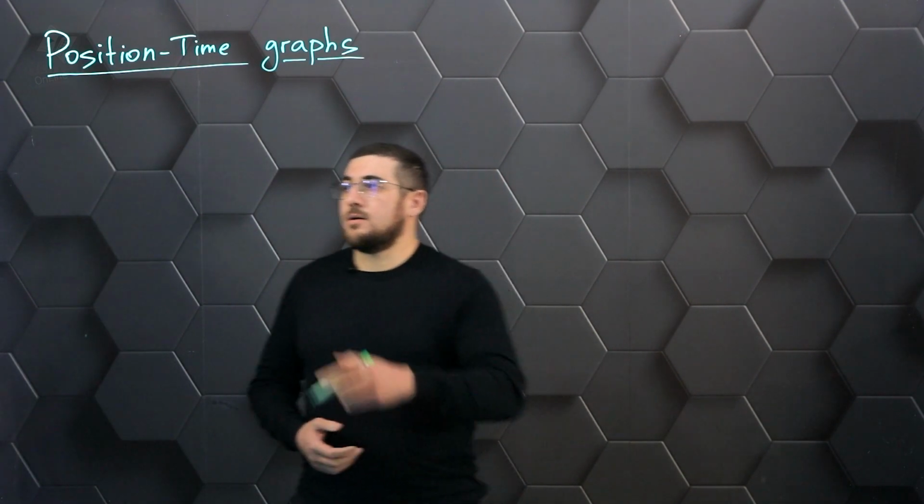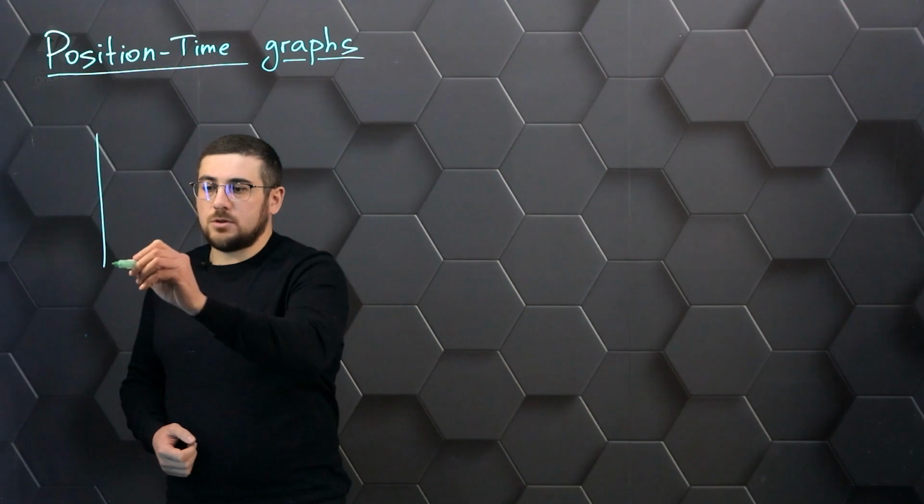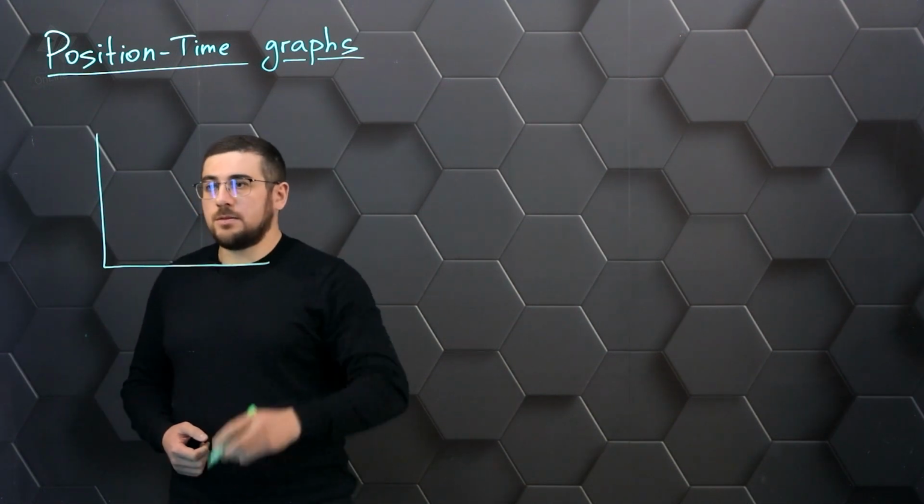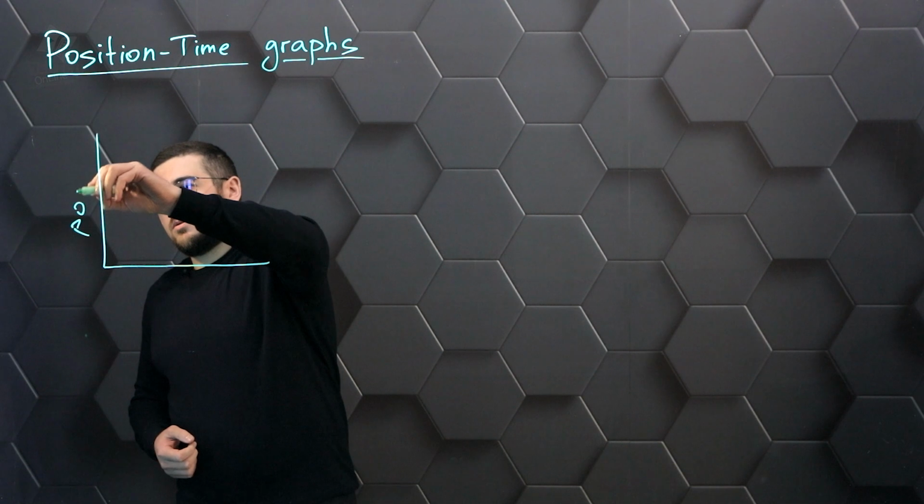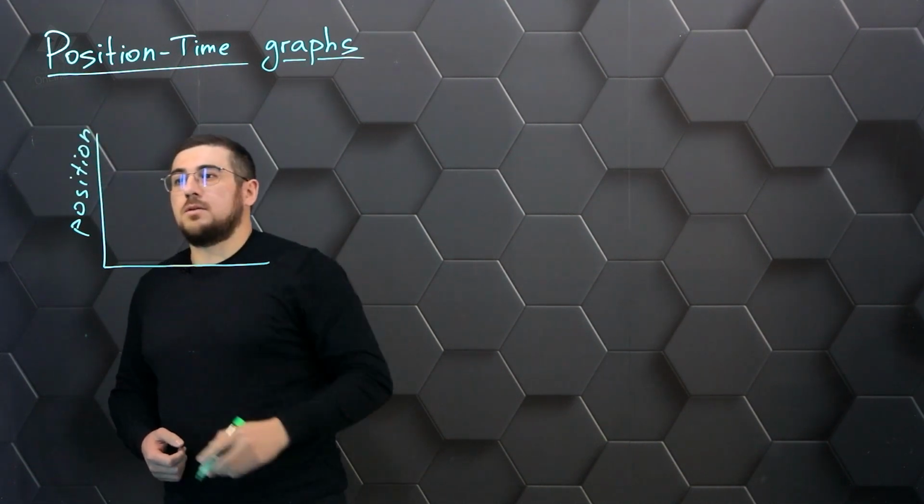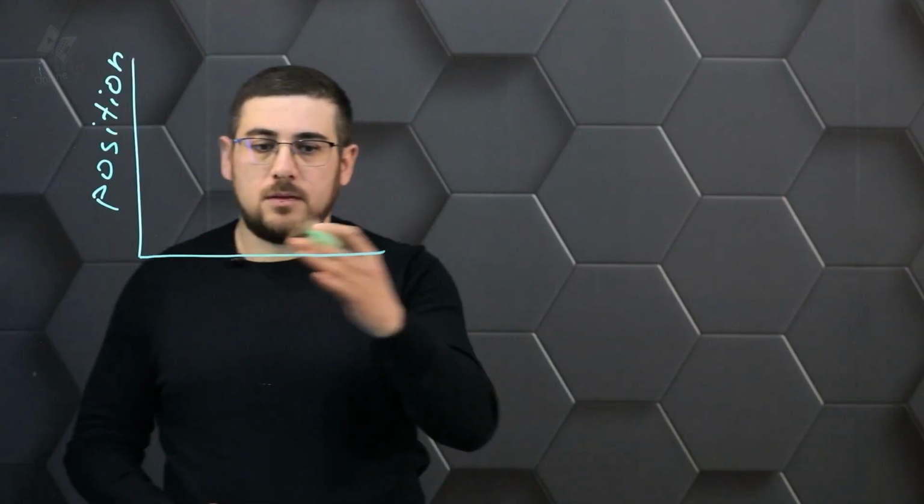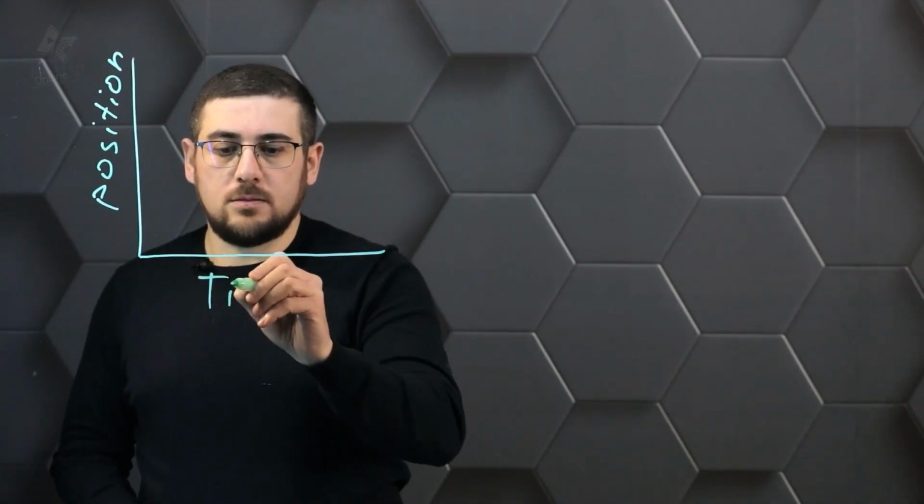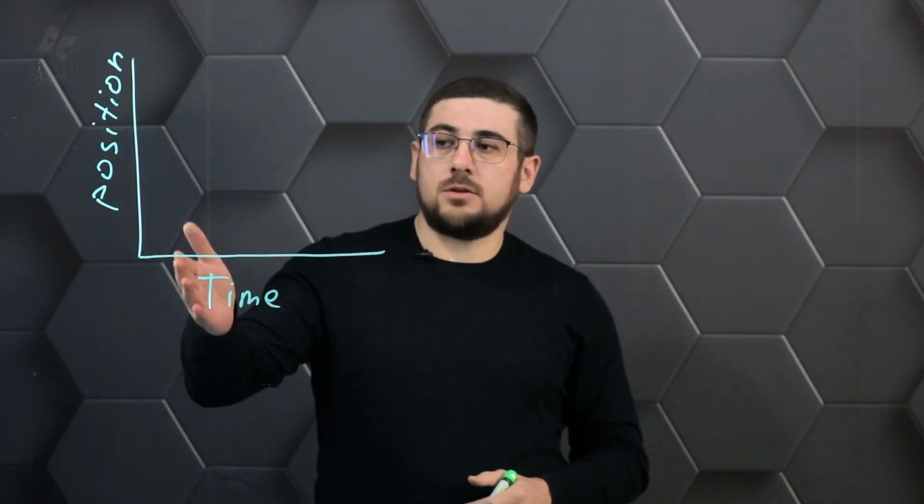Let's see what a graph of some motion will look like. To do this, you and I must draw the coordinate axes. The vertical axis will show us the position of the body, and the horizontal axis shows time. So as time goes on, if the position of the body changes, a line will be drawn, which will have a different shape depending on what kind of motion we're talking about.